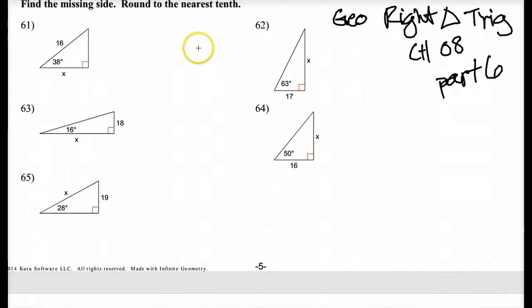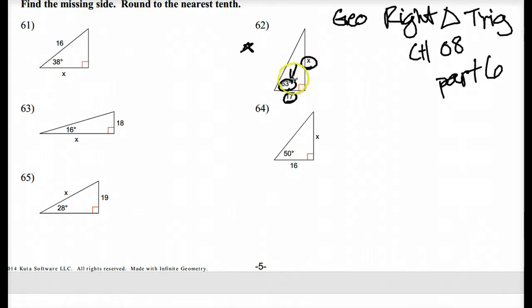How about number, I don't know, let's skip one. Let's go to 62. So for number 62, we have some ingredients. And these ingredients that we got, this 17, we have 63 degrees, and an x. The 17 and the x are pieces of this triangle, and those pieces are in a position relative to this angle. What does that mean?